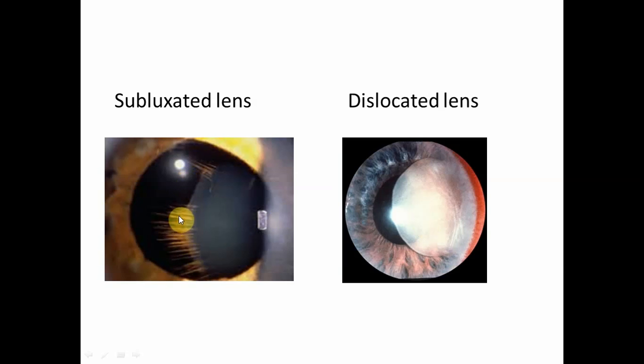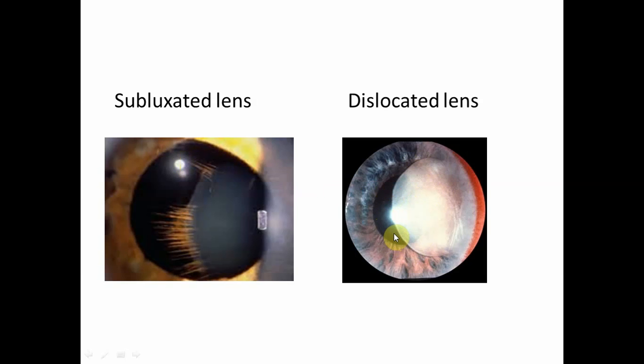So whenever there is any trauma, there can be a loss of the zonular fibers here. So the lens can just shift, but it still stays in the pupillary area because some amount of zonules are still there. What happens in dislocation is the entire zonular support is lost, and at that time the lens can either come entirely into the anterior chamber or it can also drop into the vitreous cavity.